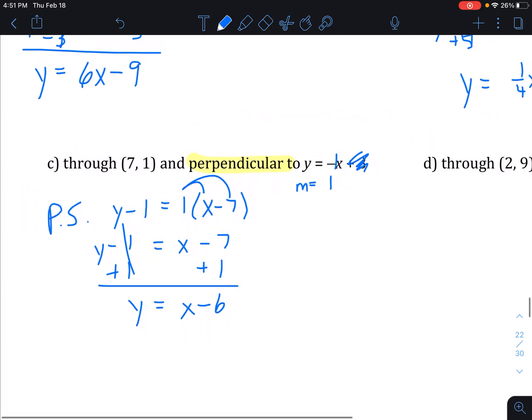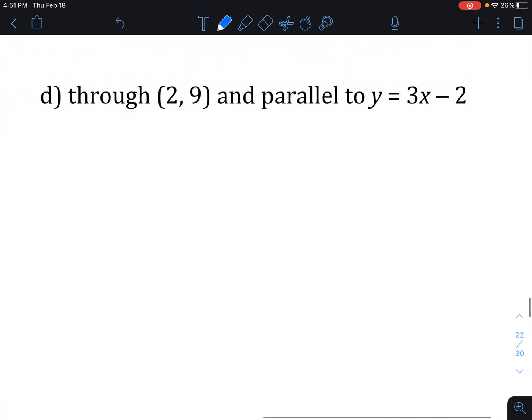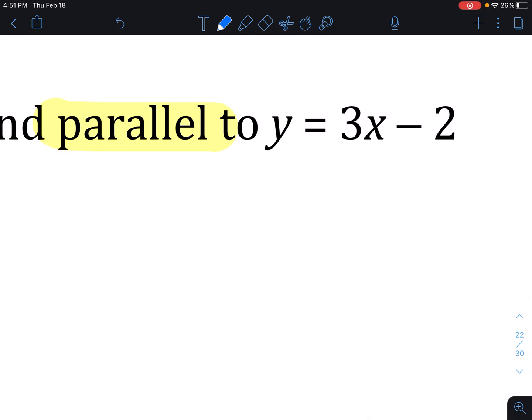So this is the point in the lesson where I typically, after 3 examples, start to go a little faster. But don't panic. Remember, you can always pause and rewind. All right, letter D. Again, we're just getting repetition in at this point. There's really nothing new on this problem. All right, so going through the point 2, 9, and we are dealing with parallel to y equals 3x minus 2. So the slope here is 3, and it says parallel, so we will be using the 3.